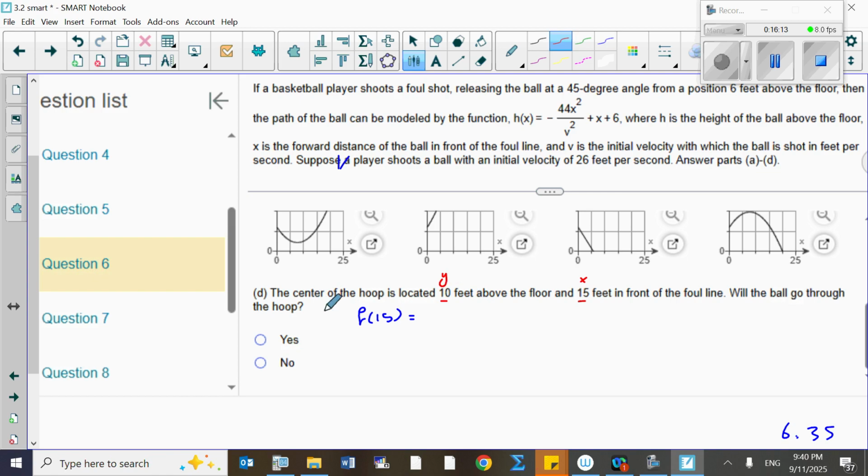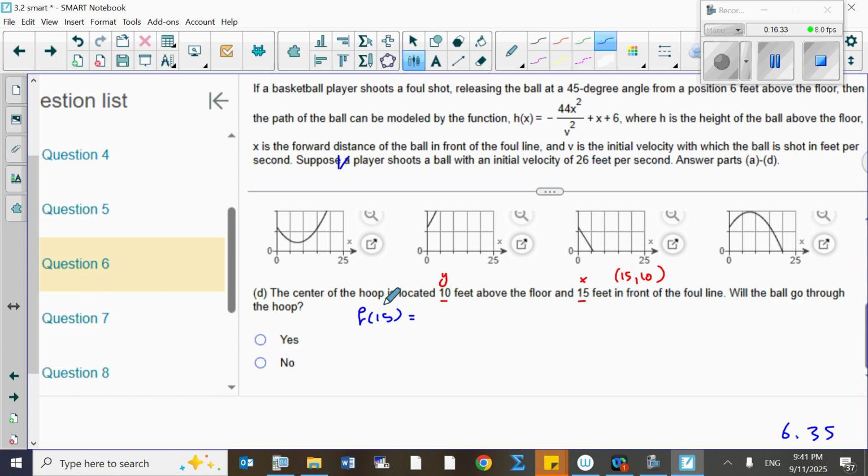So I just need to know if the graph of the function is passing through this point, (15, 10), or not. If it does, that means if this point is part of the graph, then that means the ball will go through the hoop. If not, it's not. So let's try and see.